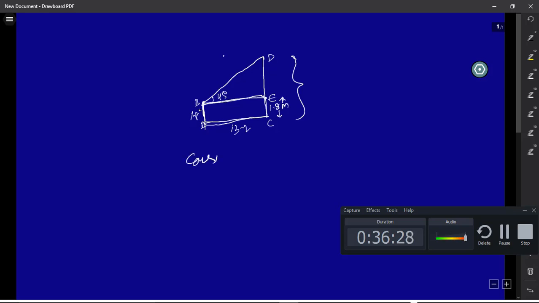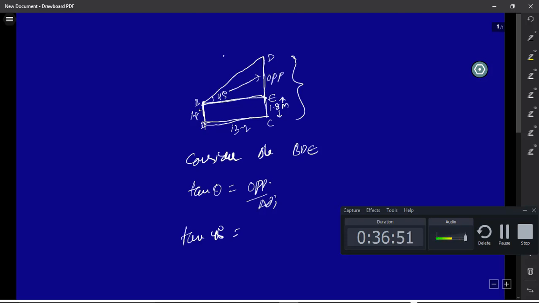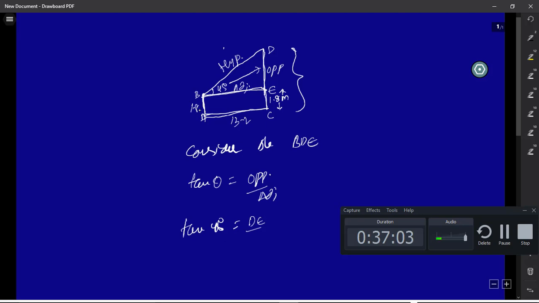Consider this triangle BDE, and we just apply tan theta here. Everybody knows that tan theta is opposite side by adjacent side. Tan theta, theta is 45 degree. With respect to this angle, DE is my opposite side, BD is the hypotenuse, and BE is the adjacent side.